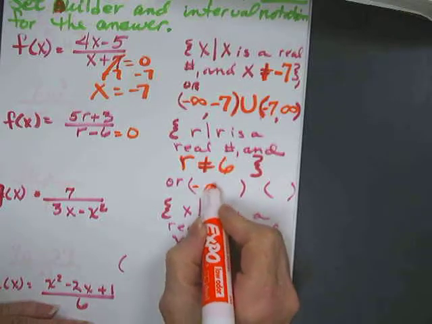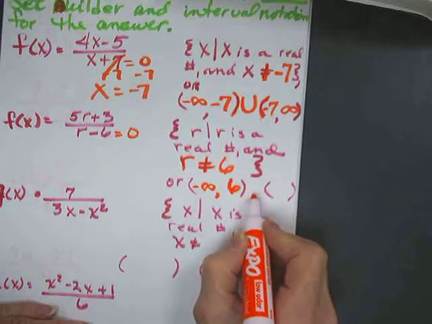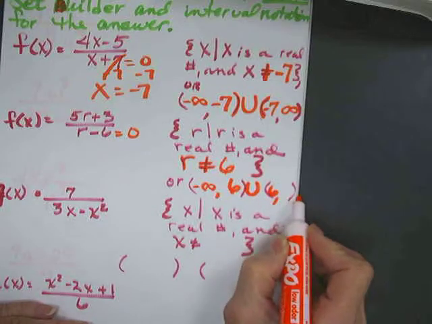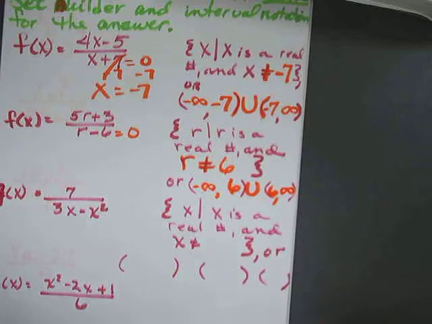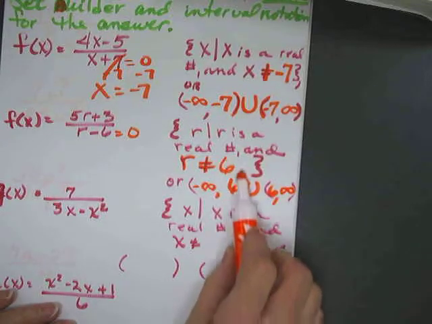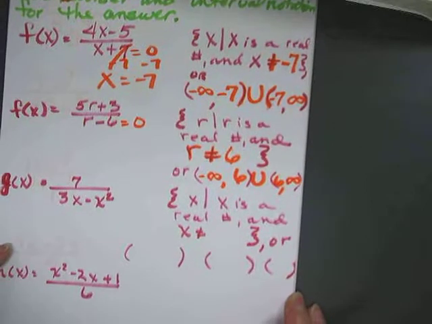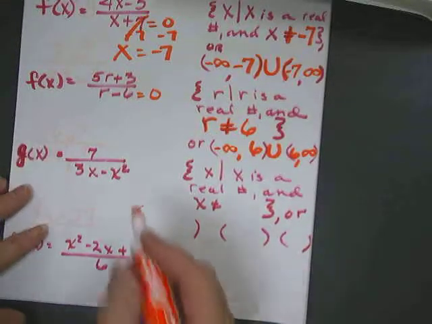Interval notation, what would we put here? -infinity to 6, and then what do we put here? Union, 6 to infinity. There you go. If it can't be something, you have to have the parentheses there, and that's the only thing that's skipped, is that one thing.